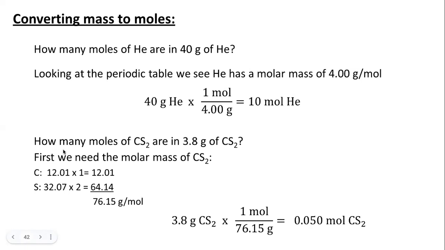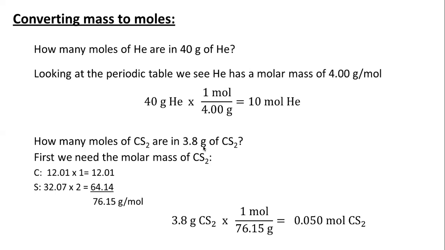So first, we need the molar mass. We have 1 carbon here, so 12.01 times 1, and then we have 2 sulfur atoms, 32.07 times 2, so the 2 comes from the subscript, that gives us 64.14. So if we add these together, we get a molar mass of 76.15 grams per mole. So let's set up our equation.